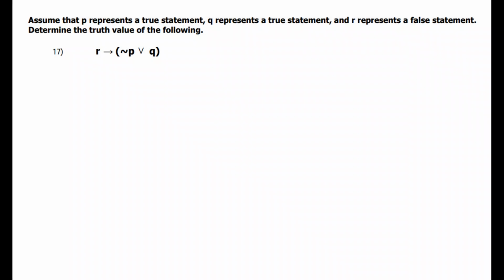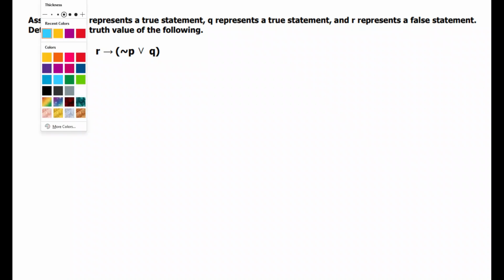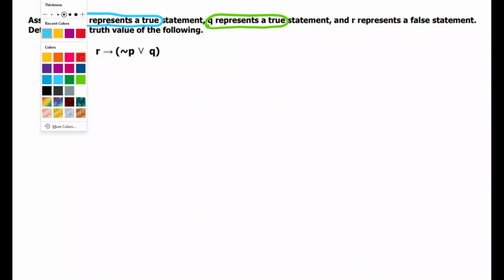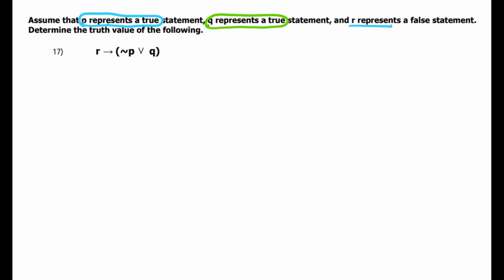Okay, number 17. Assume that P represents a true statement, Q is true, and R is false. Okay, P is true, Q is true, and R represents a false statement. So R becomes an F, and then you have your if-then, and then your negation.